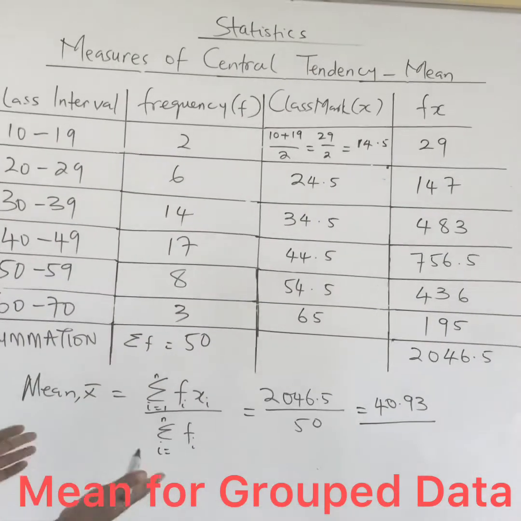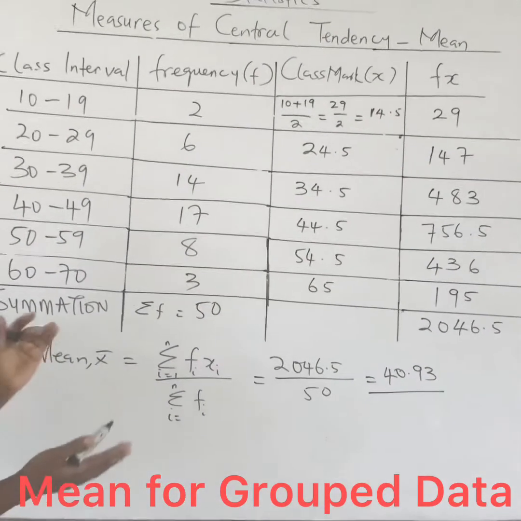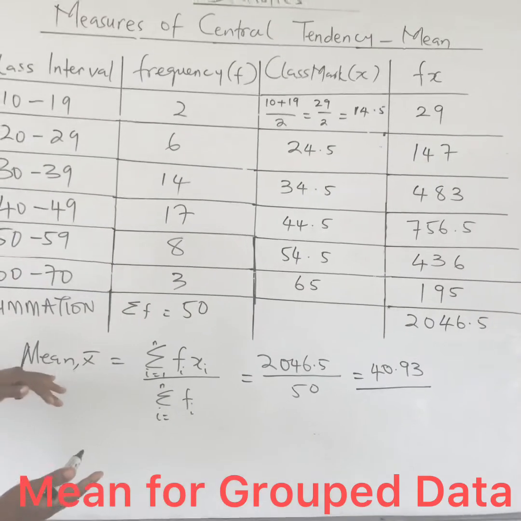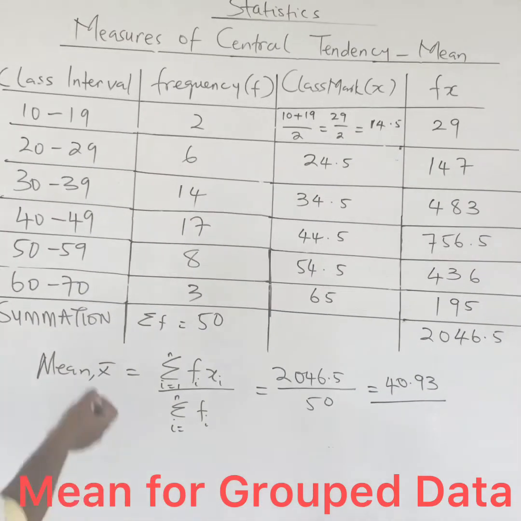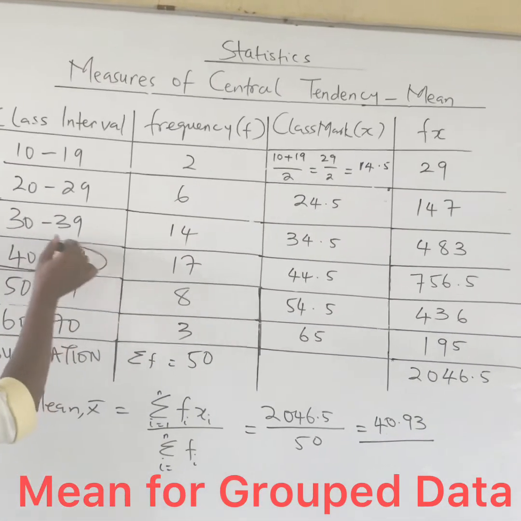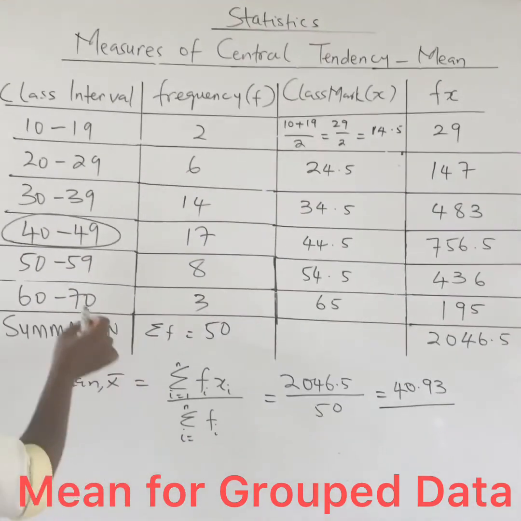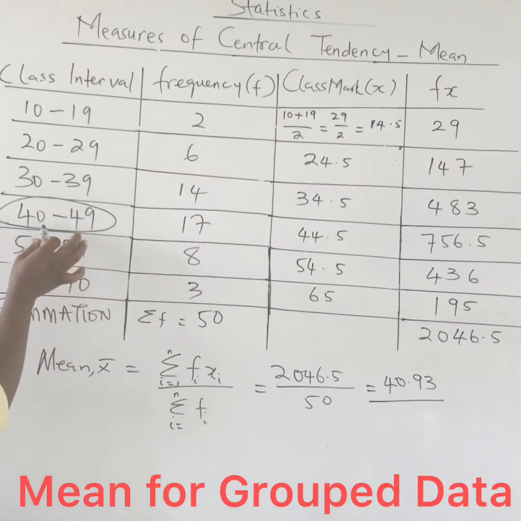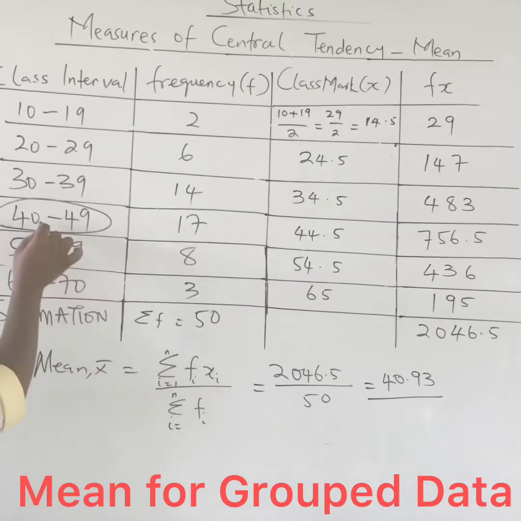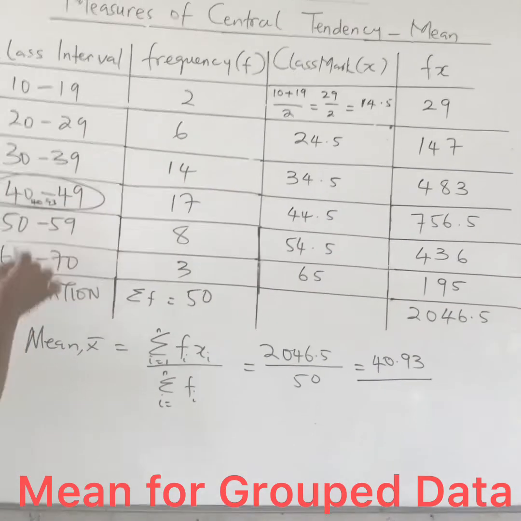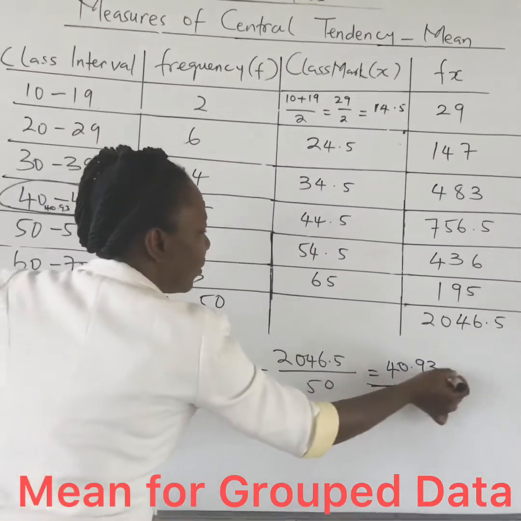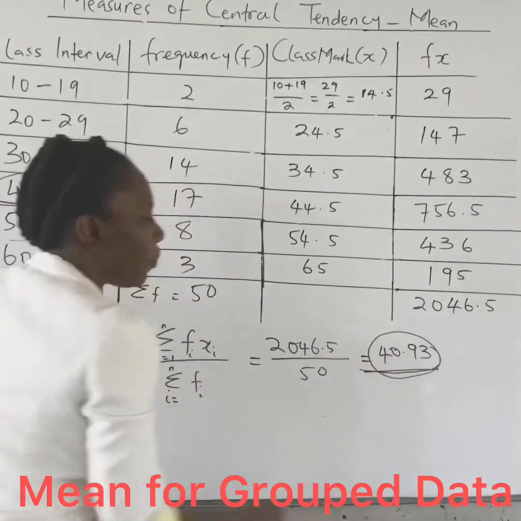That is the value at the center of the distribution if you take it by using the mean, okay? And this is where the value lies. 40.93 lies somewhere here, okay? And that is our answer. The mean value here is 40.93.